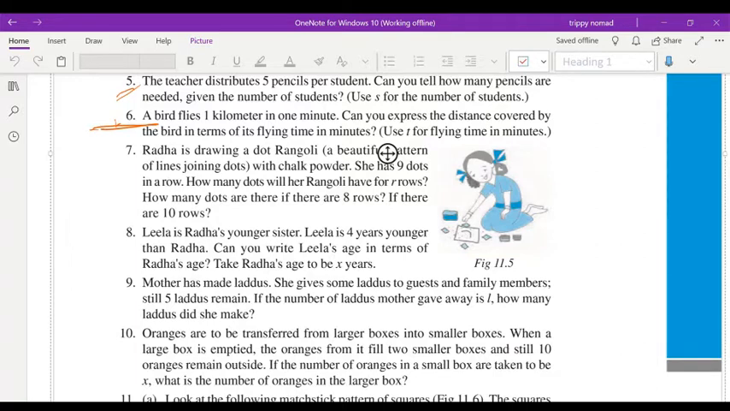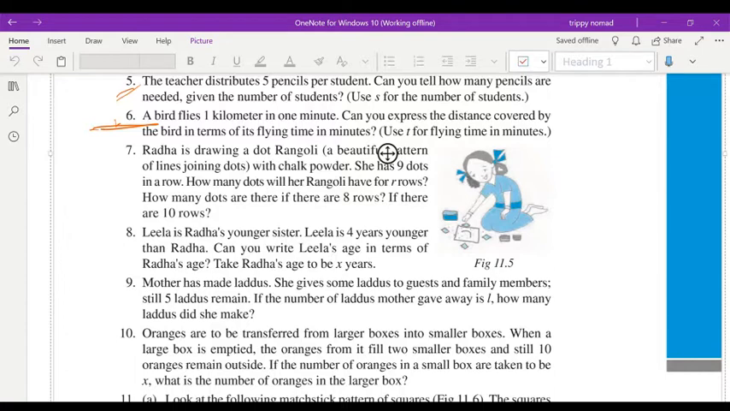Radha is drawing a dot rangoli, that is a beautiful pattern of lines joining dots with chalk powder. She has 9 dots in a row. How many dots will her rangoli have for r rows? That is, in one row, how many dots are there? First you have to find that out. That is 9 dots.